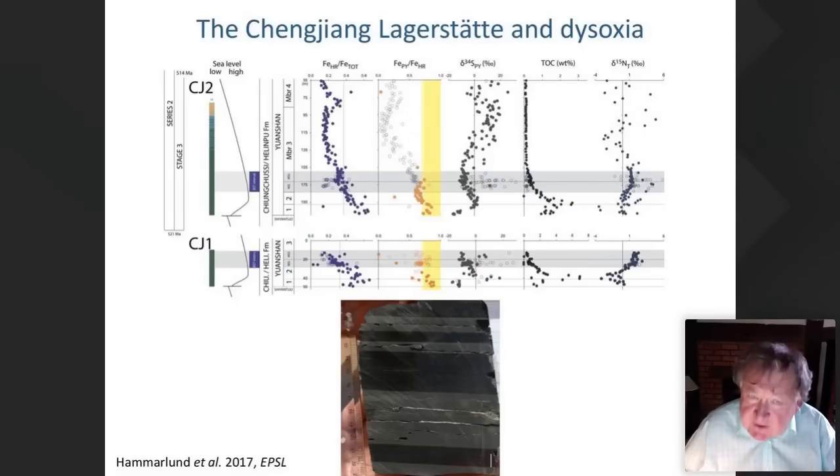That's not so much of a surprise because Emma Hammerlund has also been looking at the Chengjiang deposit in China. The Chengjiang looks like a beautiful beige limestone, but boreholes have shown that it's almost identical sedimentologically to the Sirius Passet. It's these thin storm layers, and the FeHR/FeT plots look almost identical to Sirius Passet. These organisms are living and being preserved in very low oxygen environments.